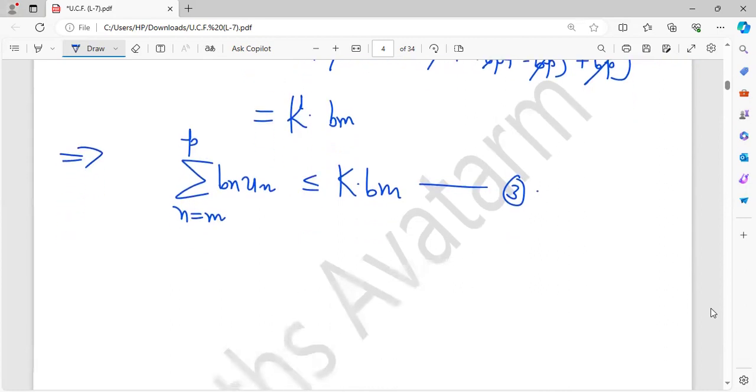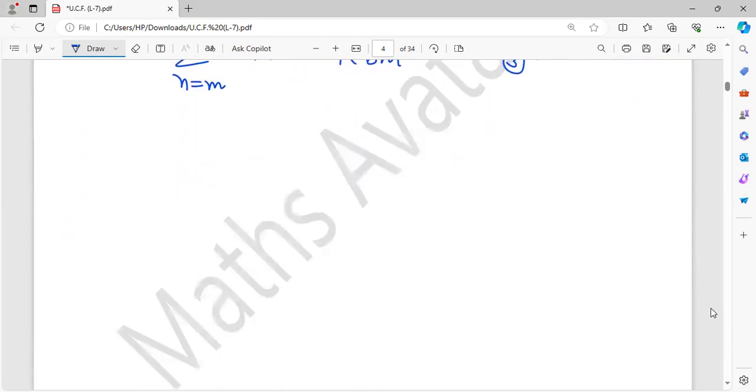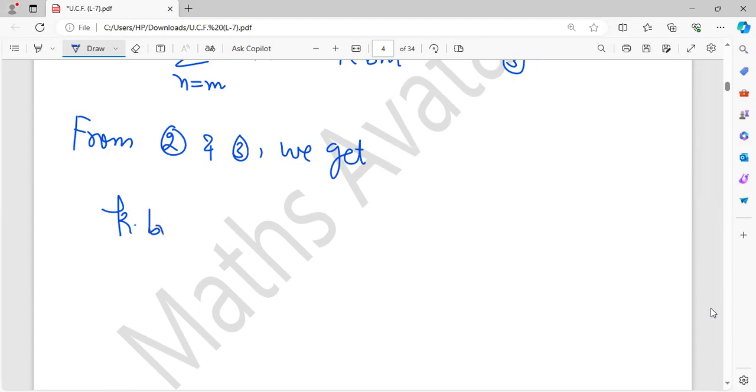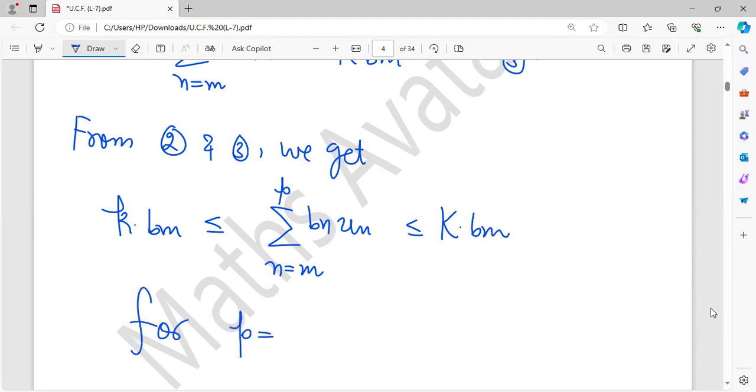From equations 2 and 3, we get small k times Bm is less than or equal to the summation n goes to m to p of Bn Un, and that is less than or equal to, from equation 3, capital K times Bm, for p goes to m, m plus 1, m plus 2, up to n. So this is a very important result we have proved, that is Abel's lemma.